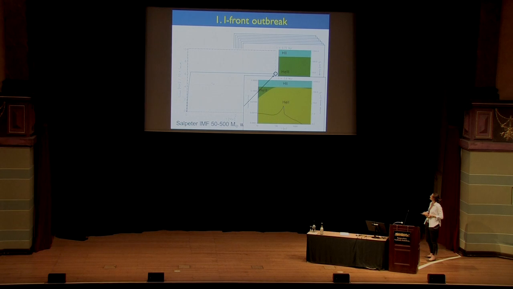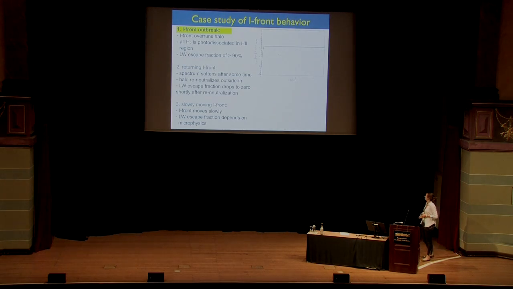And not much happens. At the same time, you can see that the Lyman-Werner escape fraction just jumped to 100% and stays at 100%. To summarize this behavior, when the ionization front is overrunning the halo, all the molecular hydrogen is of course photo-dissociated in the ionized region, and when I average this escape fraction over the time, I always get a Lyman-Werner escape fraction larger than 90%.